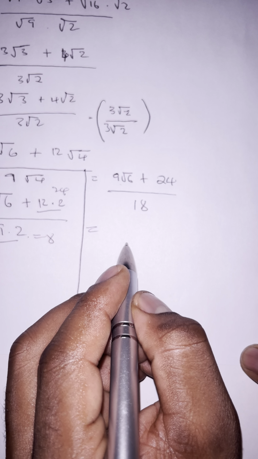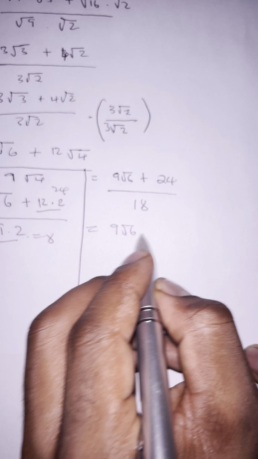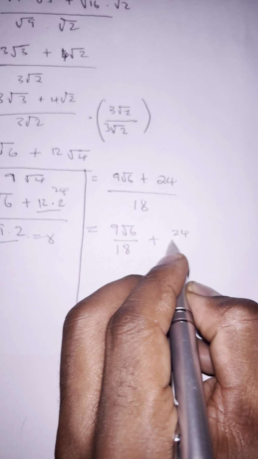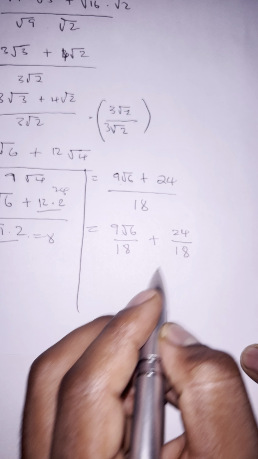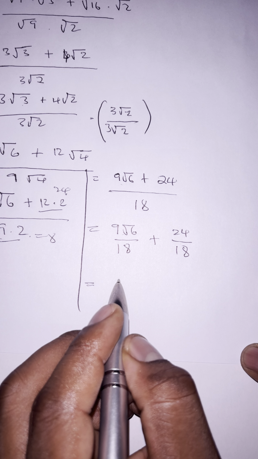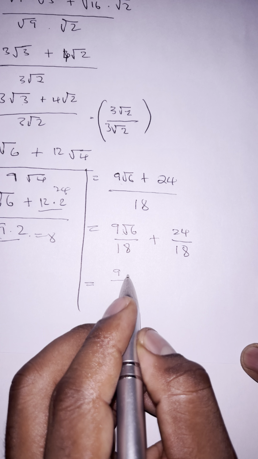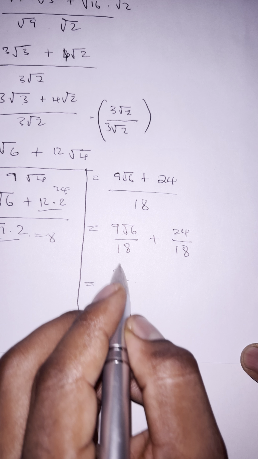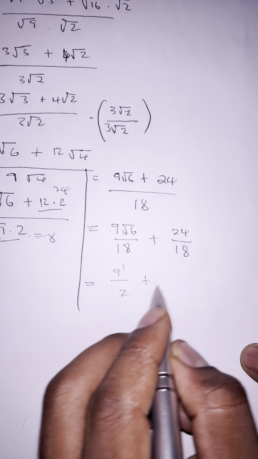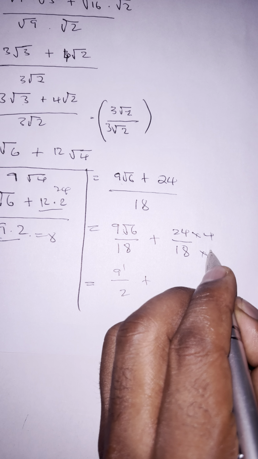Okay, now it's equal to 9 square root of 6 divided by 18, plus 24 divided by 18, which is equal to 9 into 18 goes 1 time... 9 into 18 goes 2 times, plus 24 over 18 reduces to 4 over 3.